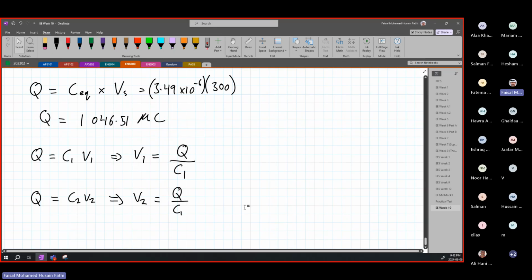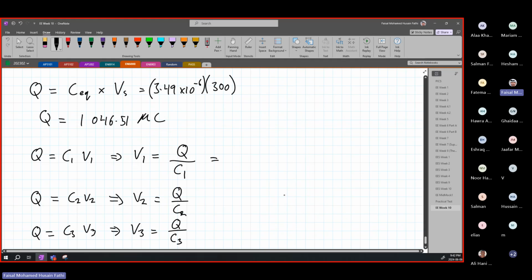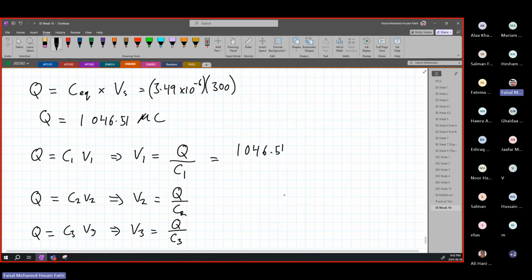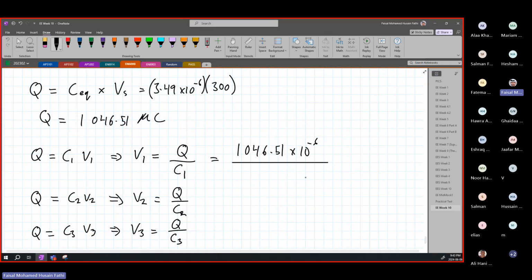The charge is the same for all of them. And then Q equals C3 V3. So V3, the voltage across the third capacitor, is Q over C3. This is going to be equal to the Q that we have found, which is 1046.51 times 10 to the minus 6, over C1, which was 5 microfarads, so 5 times 10 to the minus 6.